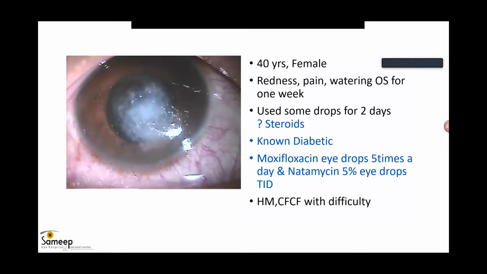So what was the reason for a non-healing corneal ulcer? Number one, the patient had probably used steroids earlier. That worsened the situation. And sometimes when you stop the steroids, there may be a flare-up of the inflammation, and that can lead to an increase in the size of the infiltrate. So we have to warn our patients about that. She was a known diabetic, so naturally that needed to be controlled. And moxifloxacin eye drops were being used 5 times and natamycin 3 times, which is a very, very low frequency, a homeopathic dose.